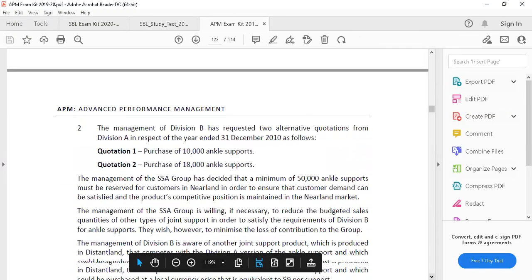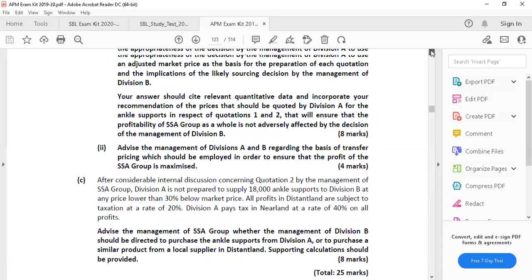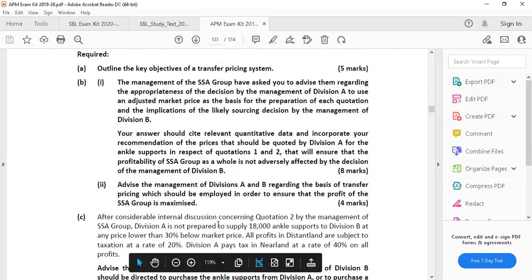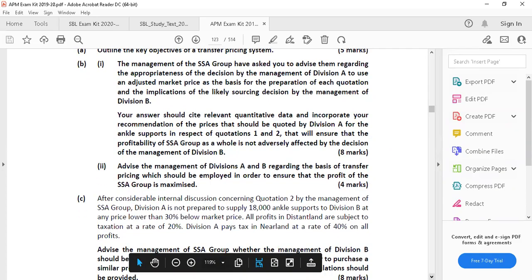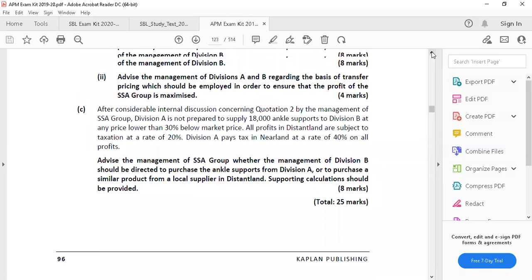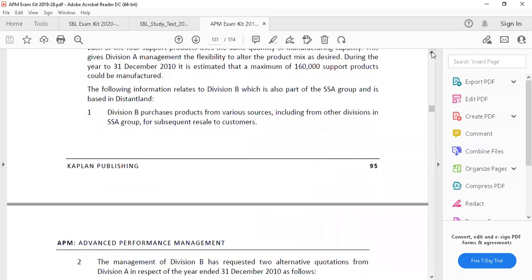Okay. So the requirements of this particular question, we see what are the key objectives of a transfer pricing system. It says the management of SSA group have asked you to advise them regarding the appropriateness of the decision. So something to do with what should be the suitable price. Second bit also is regarding the basis of transfer pricing. Throughout this question, it is all about transfer pricing. So we can take this to be an exclusive question on transfer pricing. What's the content of this particular question? Let's look into this one.